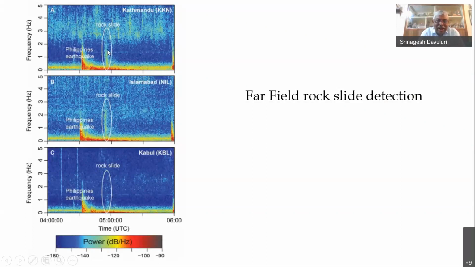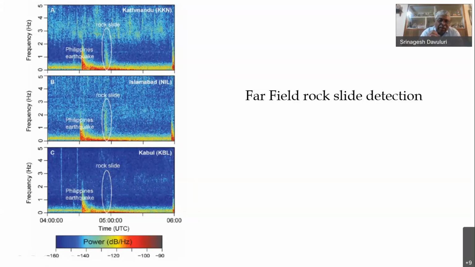And this is the entire rock slide energy, which you can see basically from 1 hertz to 3 hertz. This is at Islamabad. There is a station called Nilor, and this data is available globally for anybody. And then you can also see the rock slide very clearly, but with a different time shift in comparison to Kathmandu. And in the case of Kabul, though it is not as strong as Islamabad or Kathmandu, you can still see the trace of this up to 1,000 kilometers.